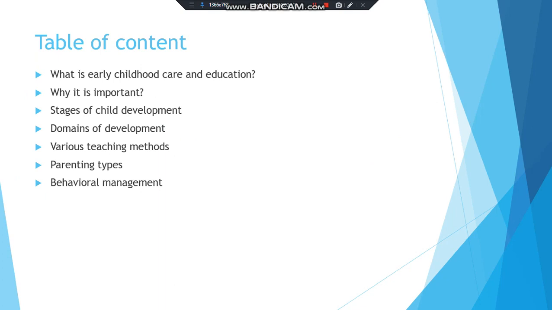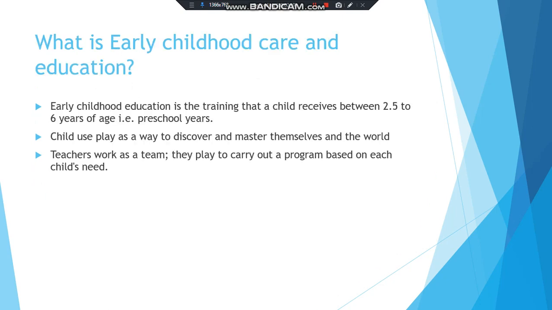So in this video, the topics we are going to see are: what is early childhood care and education, why it is important, stages of child development, domains of development, and various teaching methods. We are going to see only four methods which are very popular, then parenting types, then behavioral management. So what does early childhood care and education mean?